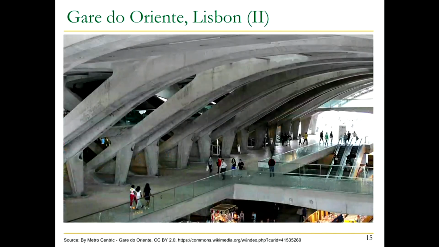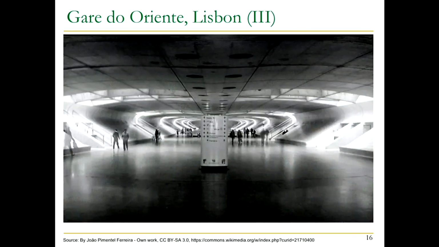This is the internal of Gare do Oriente. It looks now a little bit more similar, right? You see the ribs. Okay. That's the underneath. That looks very similar. Maybe not so great a picture, but, well, that's what I could find. What about this one?